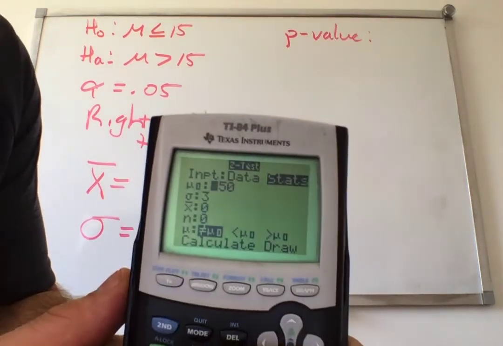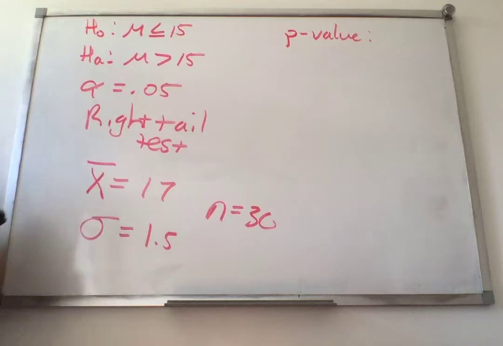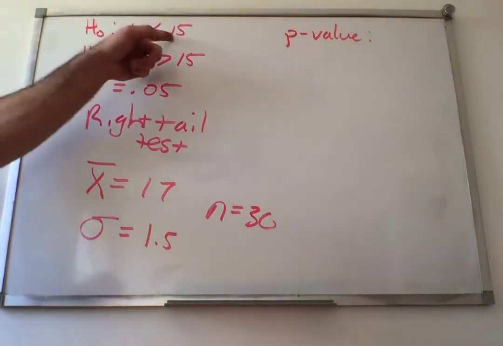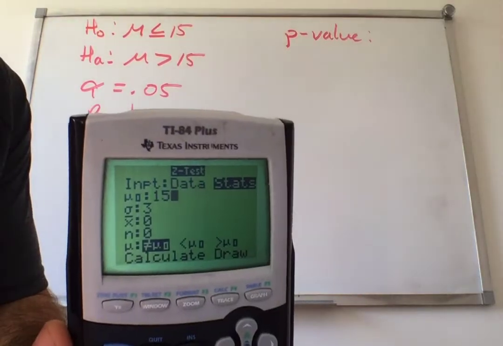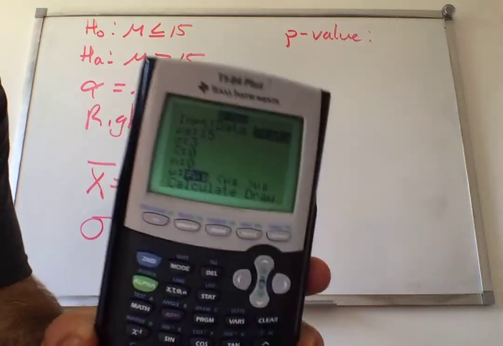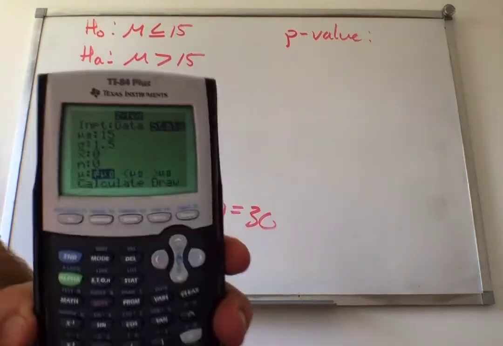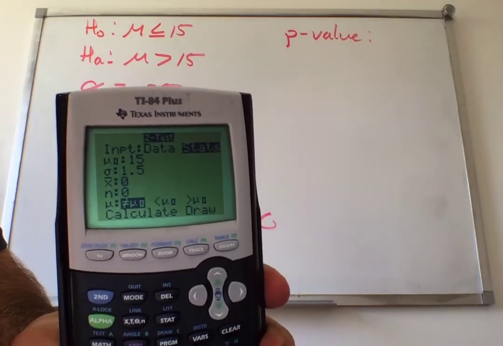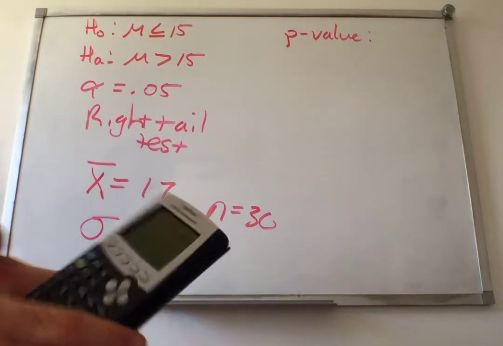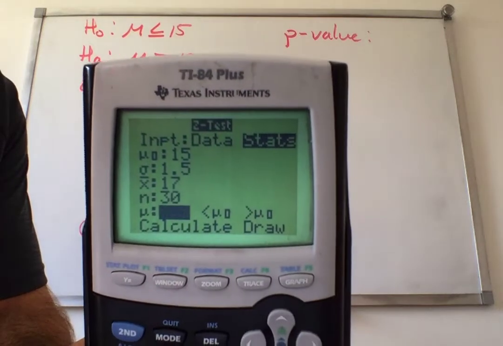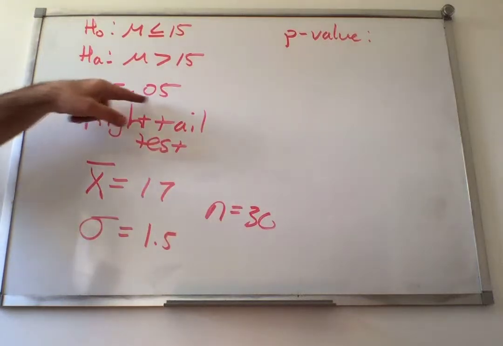Now, you see it shows a mu naught. Okay, mu naught, that's the number we are using in our hypotheses. So I'm going to put 15 right there. And then it also asks us, what is our population standard deviation? Well, in this case, it's 1.5. What is our sample mean? 17. And what is our sample size? Sample mean and sample size. So 17 and 30.